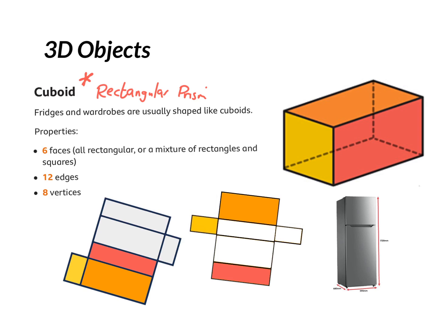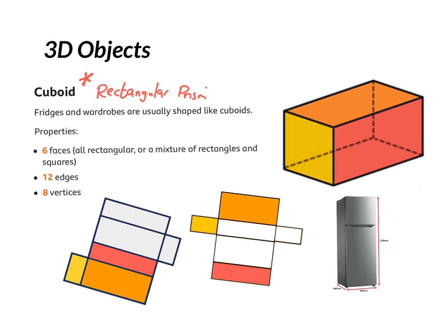Our next object is a cuboid, or what we call a rectangular prism. I like to think of a rectangular prism as an elongated or stretched out cube. Fridges and wardrobes are usually the shape of cuboids or rectangular prisms. A rectangular prism has the same features as a cube. However, it is made up of rectangles and squares as opposed to a cube which is made up of just squares. All their faces are squares. So we can see a rectangular prism has 6 faces, 12 edges, and 8 vertices.